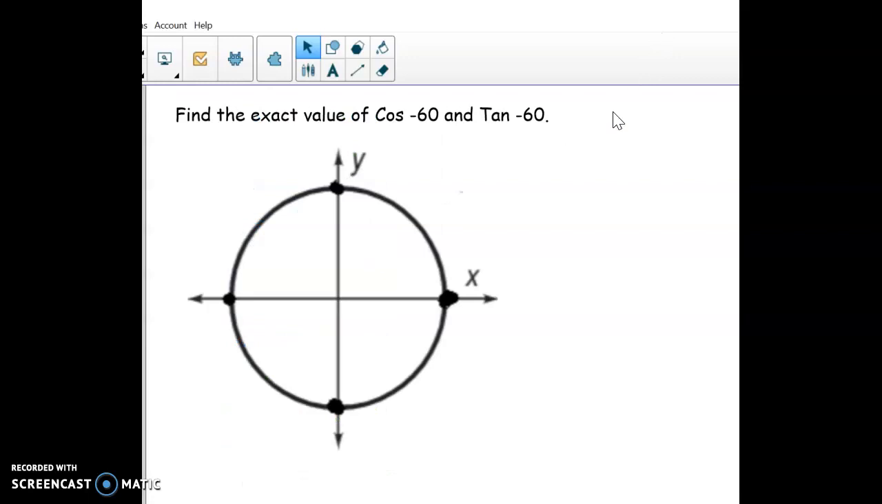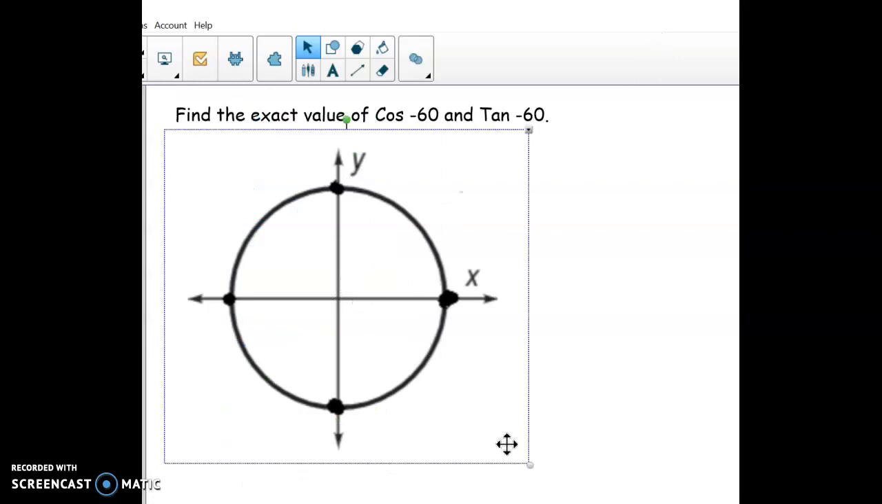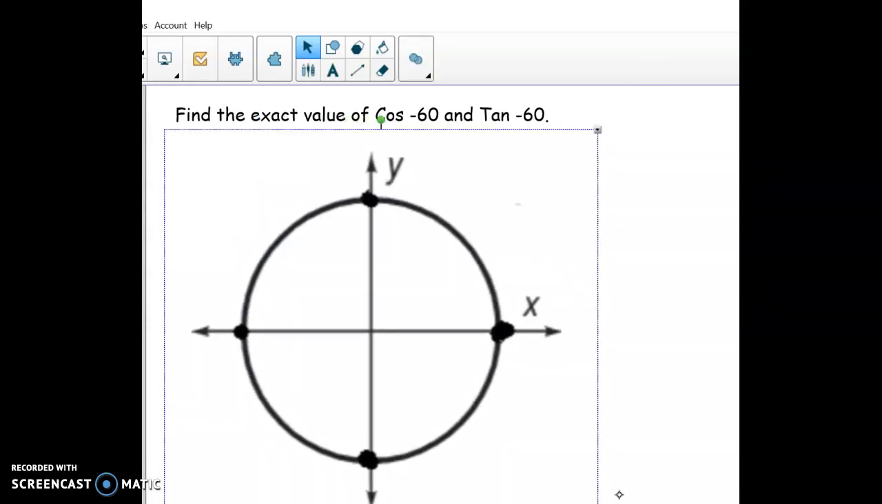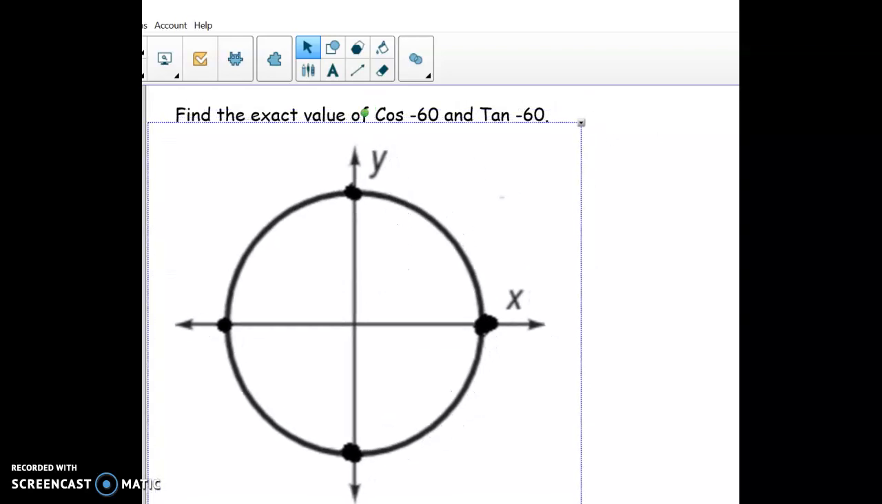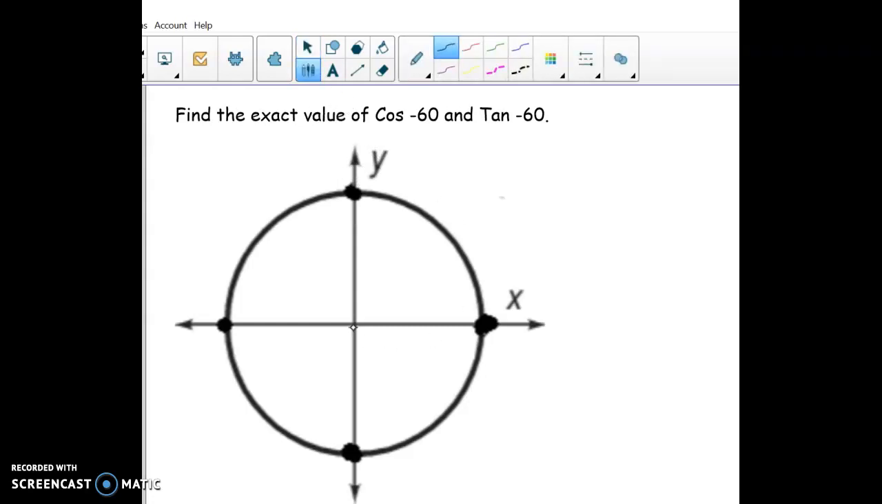So the way we're going to do this is draw it in a unit circle where the radius is 1, and then use 30, 60, 90 or 45, 45, 90 information. I'm going to start by drawing a negative 60 angle. We have the positive x-axis as one side of the angle, and then I'm going to go down 60 so it looks like that. There is my negative 60 degree angle.